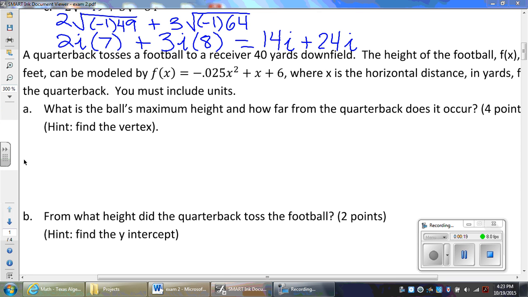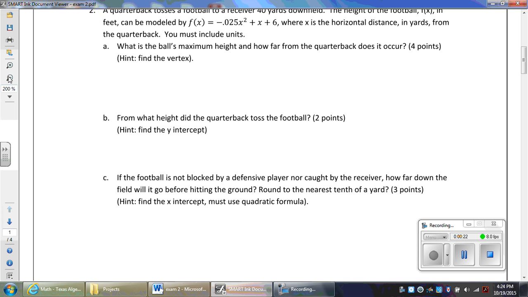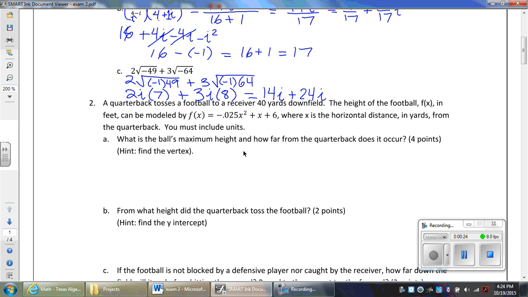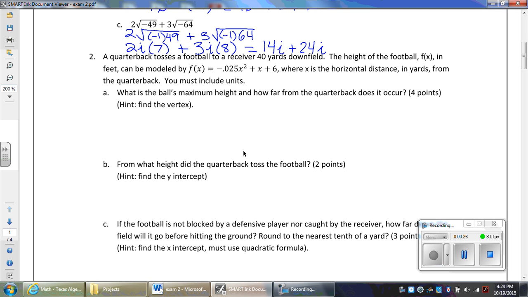A quarterback tosses a football to a receiver 40 yards downfield. The height of the football, f of x, in feet can be modeled by f of x equals negative 0.025x squared plus x plus 6, where x is the horizontal distance in yards from the quarterback.